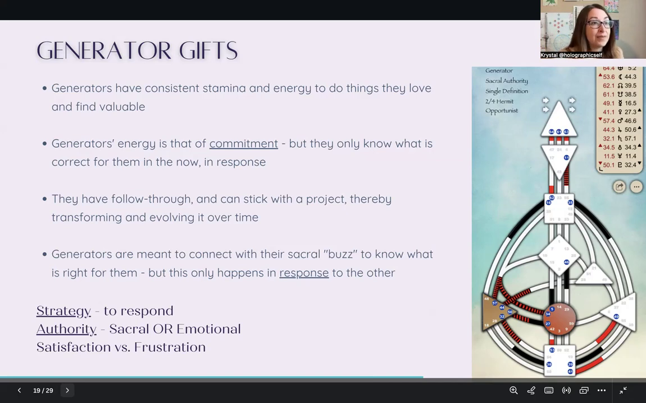But a lot of times generators think, I've got to stick with it. I've got to keep going. And that's often when they get frustrated. That's where that energy of frustration will come online for them.